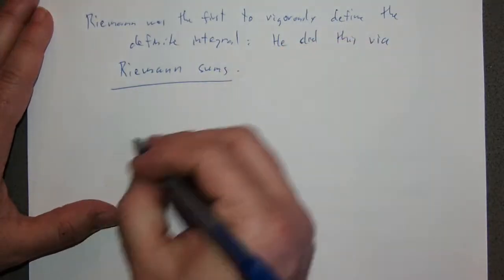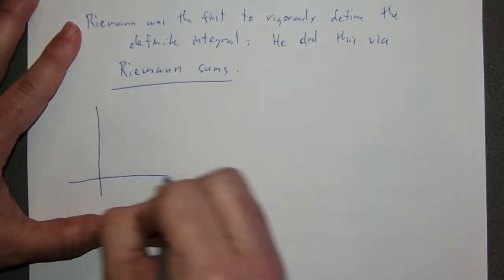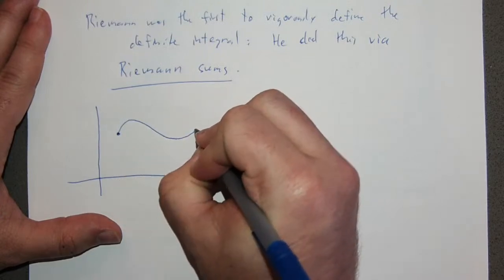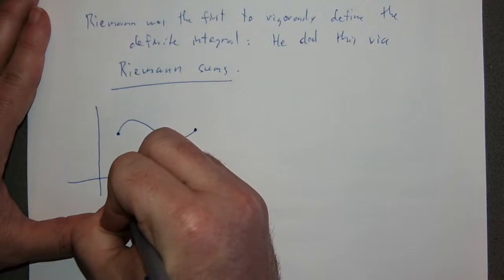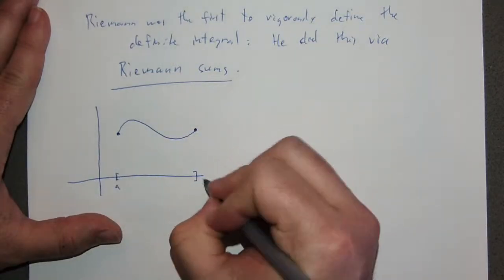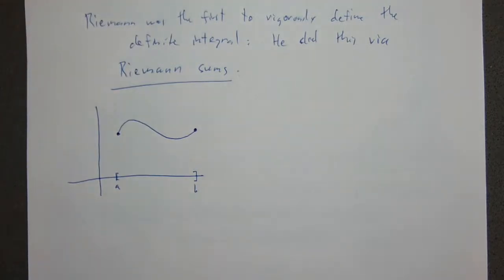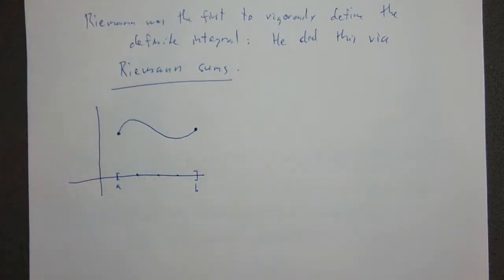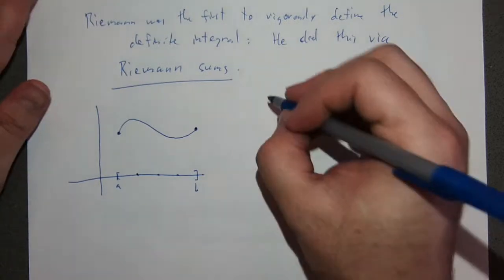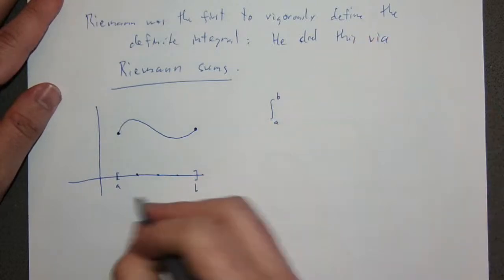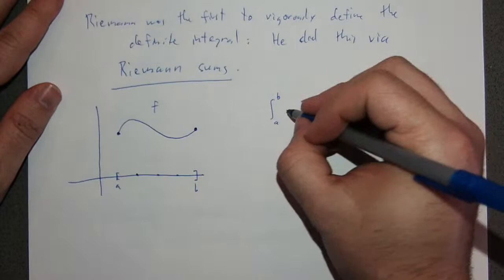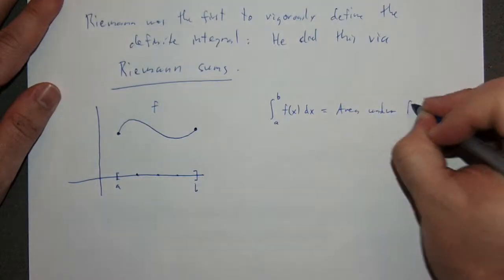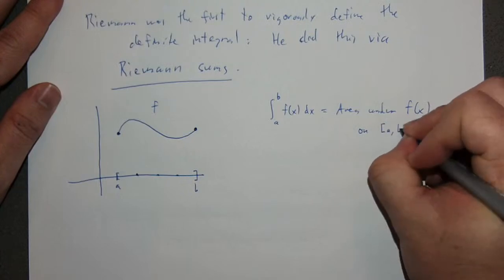So you remember Riemann sums here. So what is a Riemann sum? The idea is that if I want to study the area under a curve like this, and I have some interval from A to B, I can partition this interval, and an easy way to partition, of course, would be into equal parts. So let's say I've split it up into these parts. If I want to compute the definite integral from A to B of this function, we'll say this is f, this integral of f of x dx computes the area under f on the interval A to B.